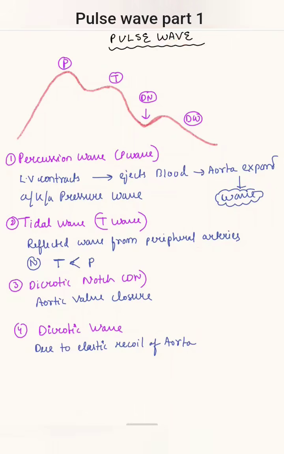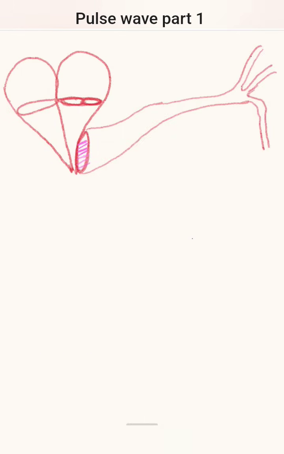Let's understand the pulse wave physiology. So first understand, this part is what? This is the left atria, this is the left ventricle, this is the right atria, and this is the right ventricle. Okay, this is the mitral valve, MV. This is the aortic valve.